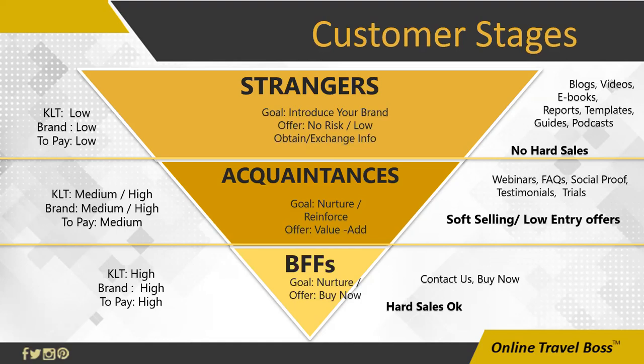So oftentimes when people start marketing in their business, they are marketing the wrong offer to the wrong stage, meaning you may try to do a BFF offer to a stranger, and that stranger is like, I don't know who you are, and they don't buy, right? Or maybe you are not offering enough to your BFFs. Maybe you're just doing soft selling and you're not giving them anything to buy, right? So oftentimes the disconnect in marketing for new business owners is they don't have the right offer and they're not making it to the right client. But if you can get that right, then you've got magic. So let's talk about how we do that.